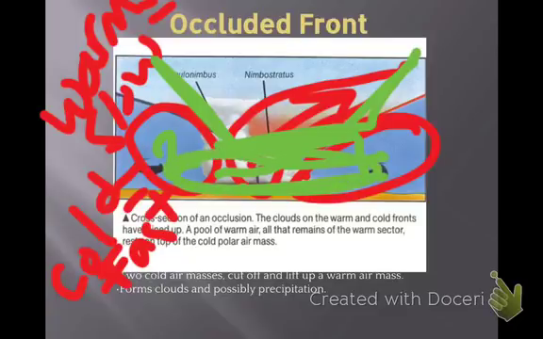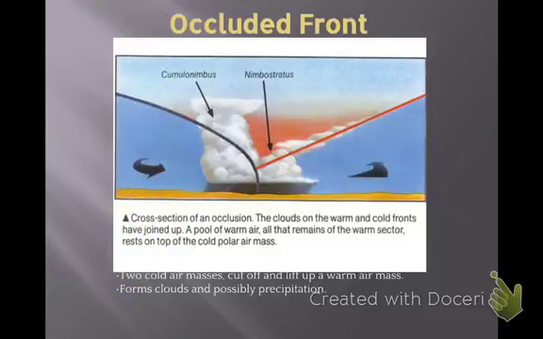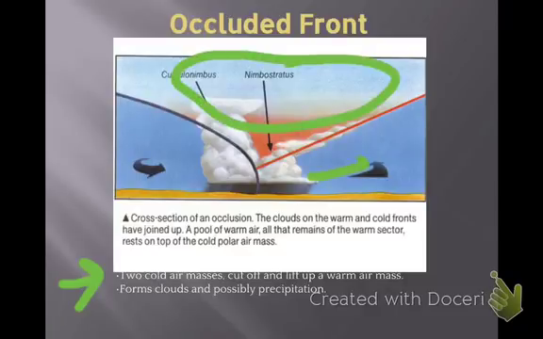If something is occluded, it means that it's cut off. So what happened is that the warm air mass was cut off from the ground because another fast-moving cold air mass came in. Okay, so that's what it says down here: two cold air masses cut off and lift up a warm air mass. Here's your warm air mass here. Here's your cold air mass number 1, cold air mass number 2. We get cloud formation and possible precipitation.